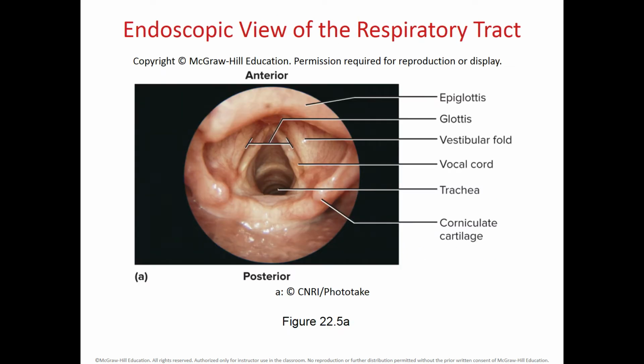So this is a superior view of the larynx. This space in between these foldings, which are the vocal cords, is what we call the glottis. And in here we have the epiglottis, and then you can see the corniculate cartilage in here and here below the trachea. And these vocal cords are called true, while these ones, the vestibular folds, are called the false vocal cords because they don't produce voice, only these ones.